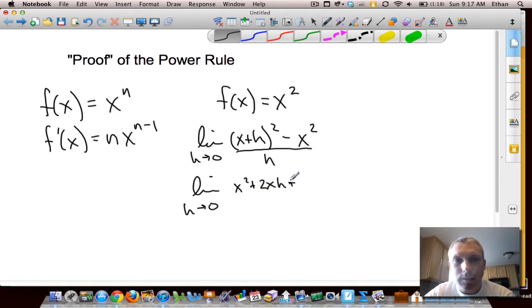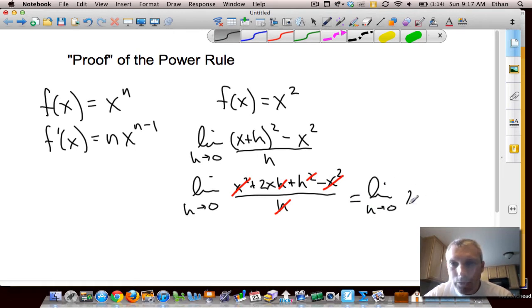x squared plus 2xh plus h squared minus x squared over h. Lose the x squareds, factor out an h, and that leaves us with just a nice clean limit. h goes to 0 of 2x plus h. We substitute in the 0 and we get f prime of x equals 2x. Looks like it fits our conclusion.